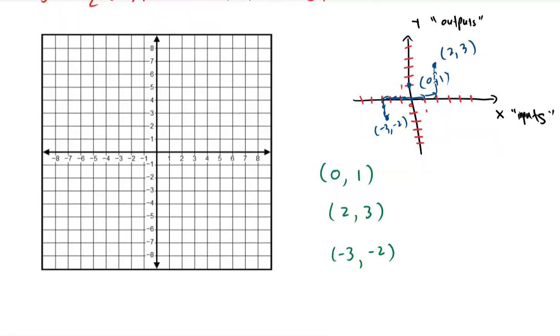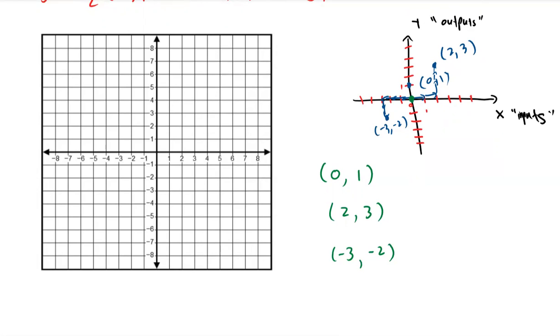So plotting points is very easy. Basically, you start from the point 0, 0, and the point 0, 0 is sometimes called the origin, and that's always where the x-axis crosses the y-axis, or where the x line crosses the y line. So starting from the origin, if the x values are positive, move in the right direction. If they're negative, move in the left direction. If the y values are positive, move up. If the y values are negative, move down. It's as simple as that.